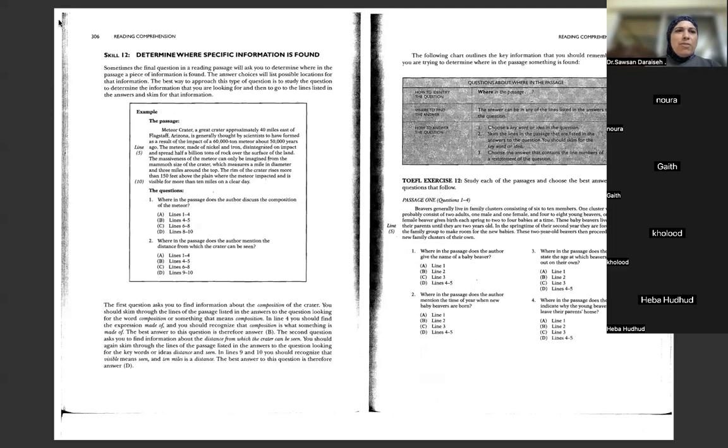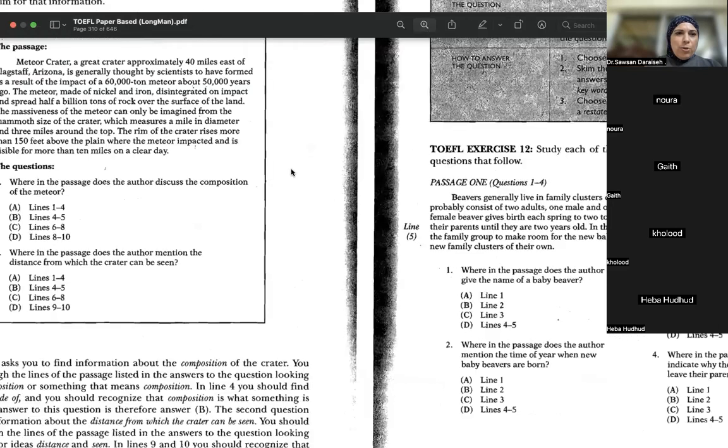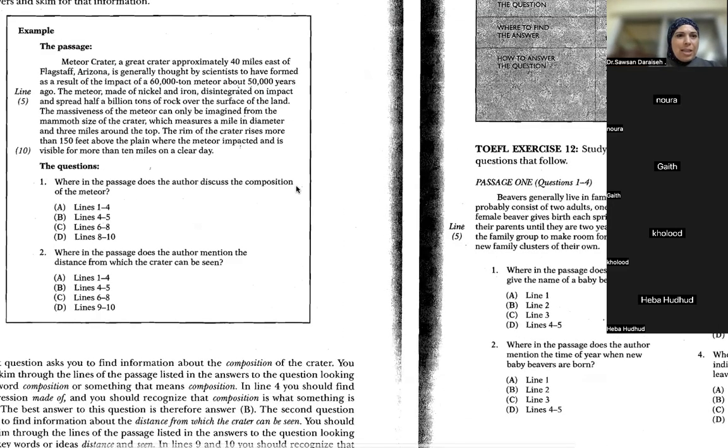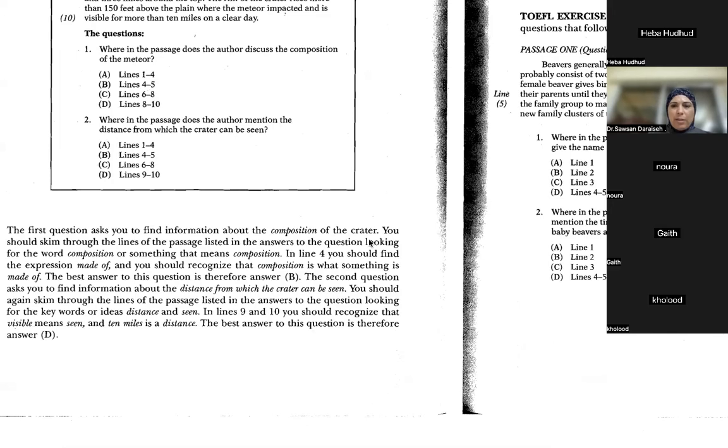Back to the questions. We didn't even read the questions yet. So on a clear day, it says that you can see it from a distance of 10 miles. You can be 10 miles away and still see it. Can you imagine? All right, question number 1. Who would like to help us answer question number 1?